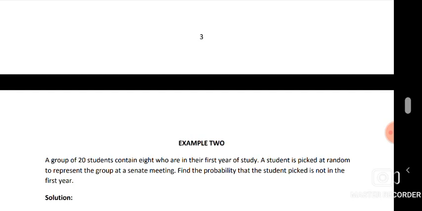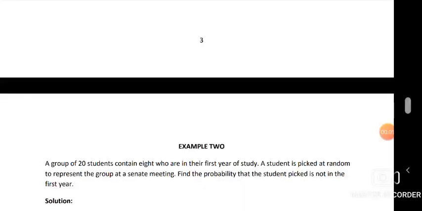What event is being talked about? A group of 20 students. Whenever you've seen such questions, try to identify what event is being talked about here. So the 20 students are just the total. What have they just said? 20 students contain 8 who are in first year. That's the event they've just told us, first year. A student is picked at random to represent the group at the Senate meeting. Find the probability that the student picked is not in the first year.